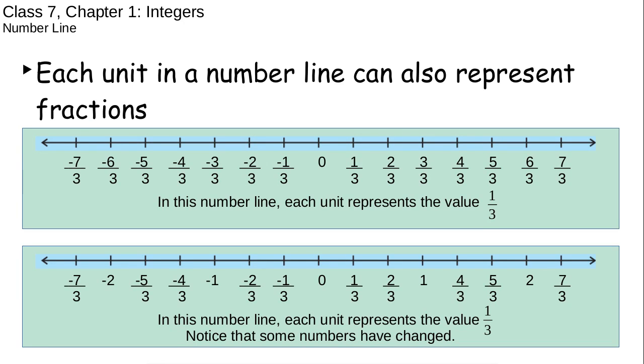It is also possible that each unit in a number line represents a fraction. For example, look at this number line. If you look at the positive side and you go from 0 to here, this value is 1 by 3. When you go from this unit to this unit, the value changes to 2 by 3. But the difference between these values is 1 by 3. So each unit is representing the value 1 by 3. Look at this number. This is 3 by 3. This is 4 by 3. This is 5 by 3, and so on. So every unit is showing an increase of 1 by 3 as we travel in this direction.